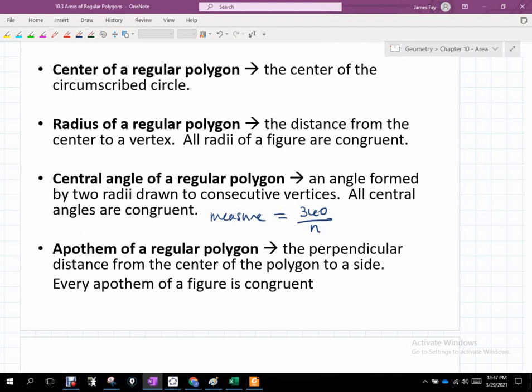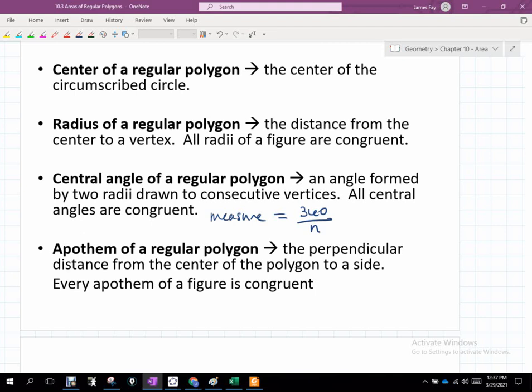The next, I think those three, hopefully those three definitions are, once you see them, kind of obvious. They're using some terminology that we've used elsewhere, so we can make the jump to using it here. But this last one you've probably never heard of before. It's called an apothem.